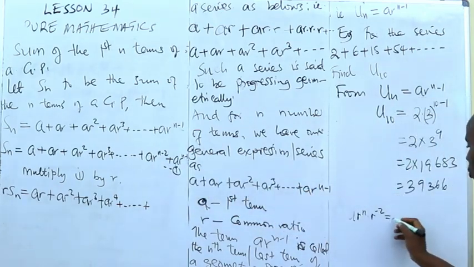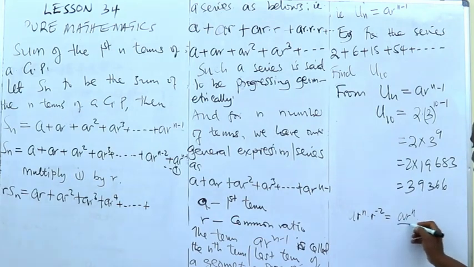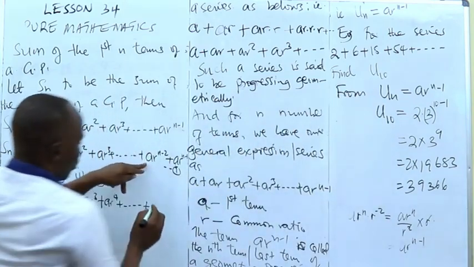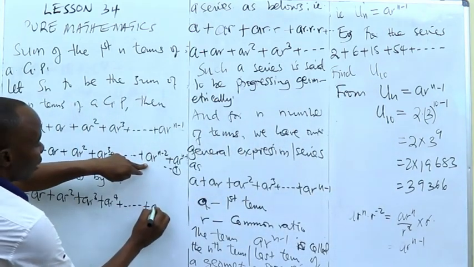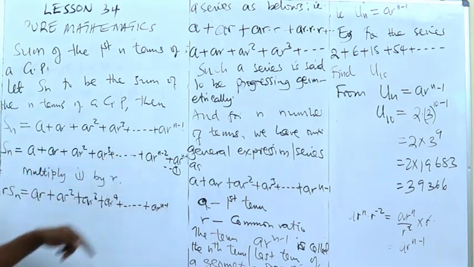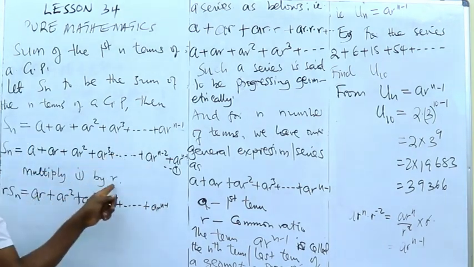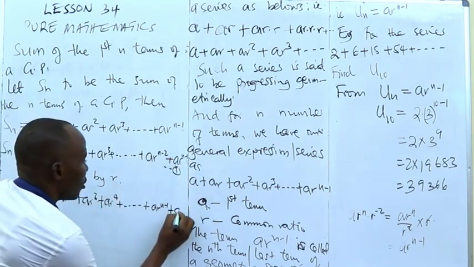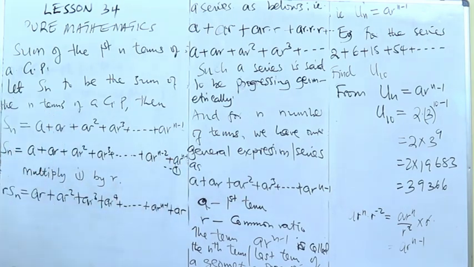Now, I can still rewrite it as AR to the power n minus 2 times R. Remember, I'm multiplying by R. So one of the R's disappears, and I will end up with AR to the power n minus 1. If you multiply R here, that is the last term, it will become AR to the power n.